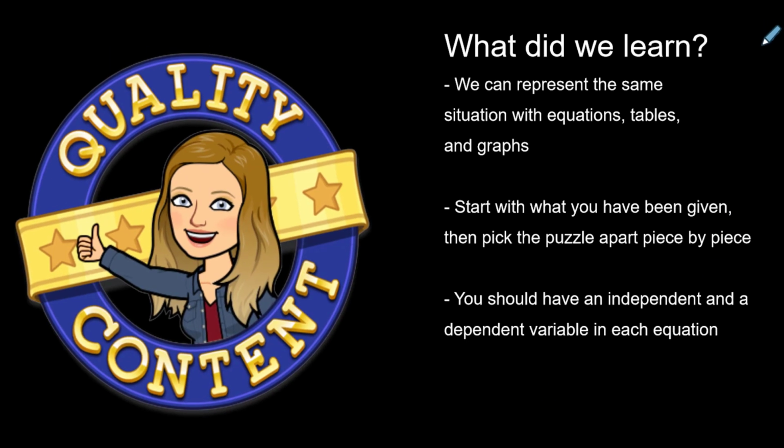Okay, so what did we learn? We learned that we can represent the same situation with equations, tables, and graphs. We also talked about that a good strategy is to start with what you've been given and then pick the puzzle apart piece by piece. Another thing to remember is you should have an independent and a dependent variable. So 2 variables in every equation so that you can create those ordered pairs so that you can also graph.